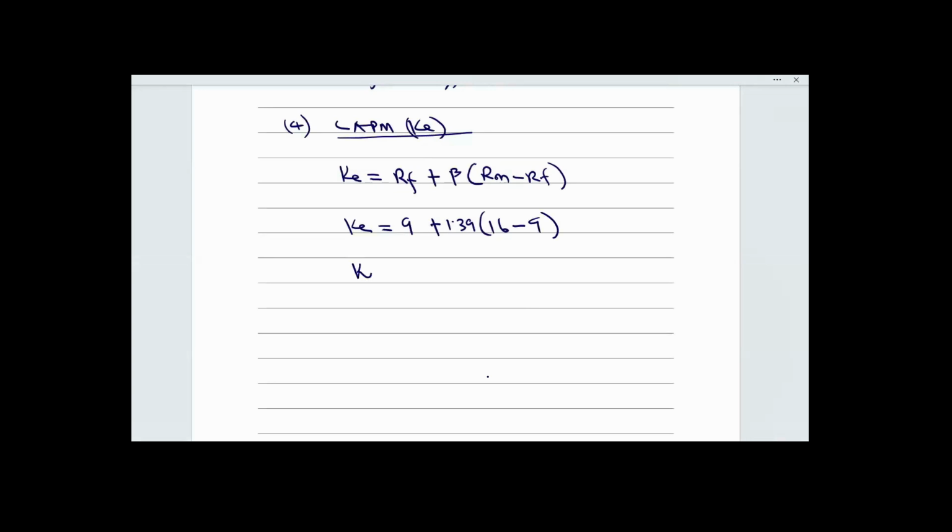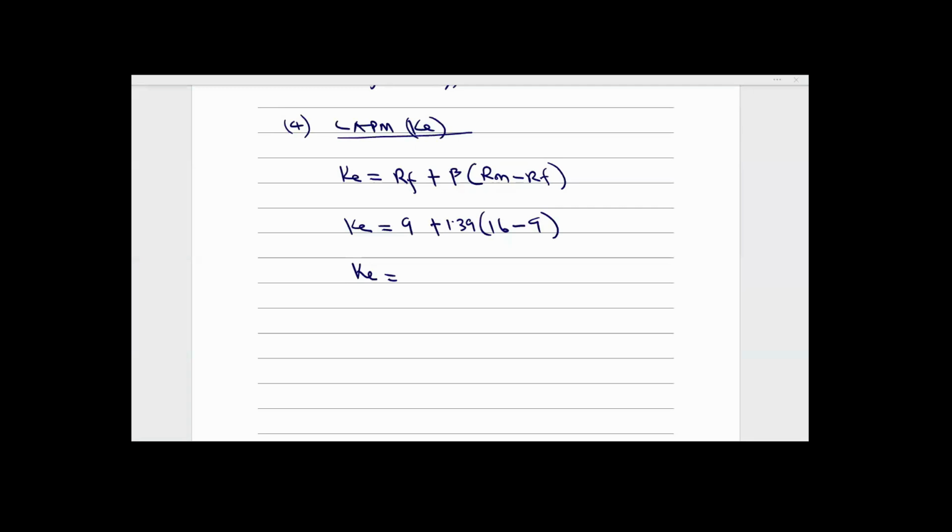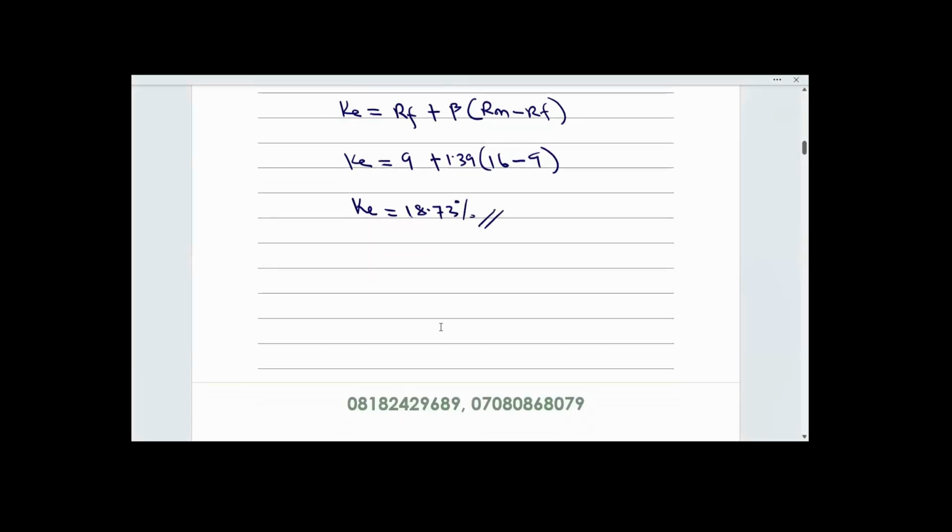Therefore, cost of equity will be equal to 1.39 multiplied by the difference between 16 and 9, which is 7. Multiplied by 7, then plus 9, equals 18.73. Cost of equity is 18.73. Finally, we calculate WACC. Step 5: we calculate project-specific WACC.